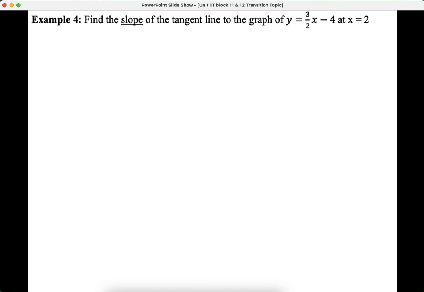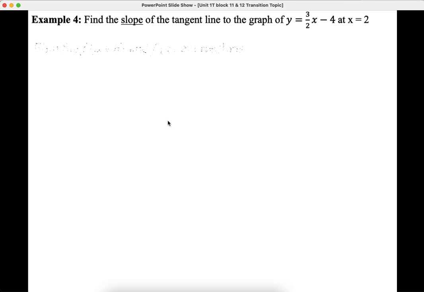is kind of funny, kind of cool, but it says we're going to do this process again. Find the slope of the tangent line to the graph, and here's the function. So this is not a quadratic anymore. And we're talking about at x equals 2. So pause for a second, look at this function. What is this function of?